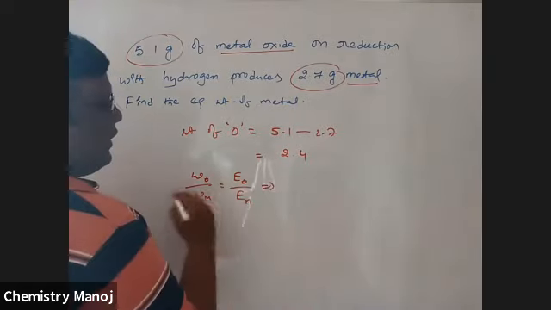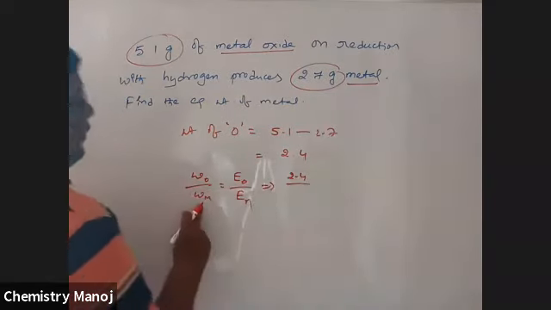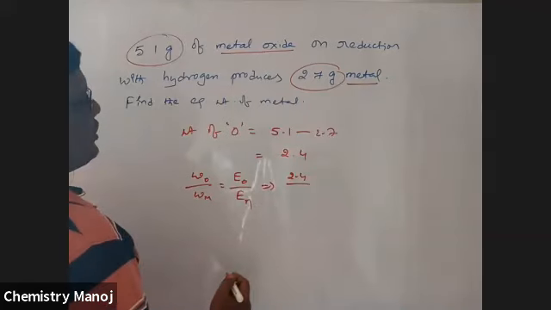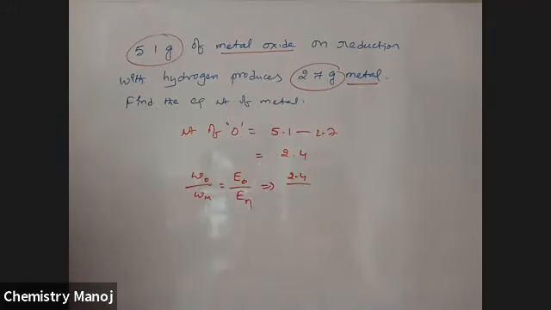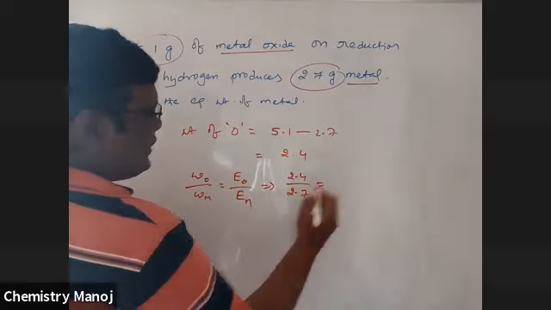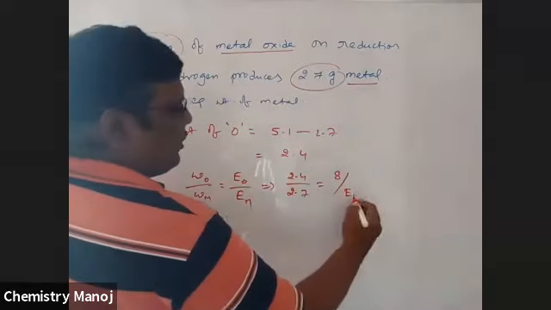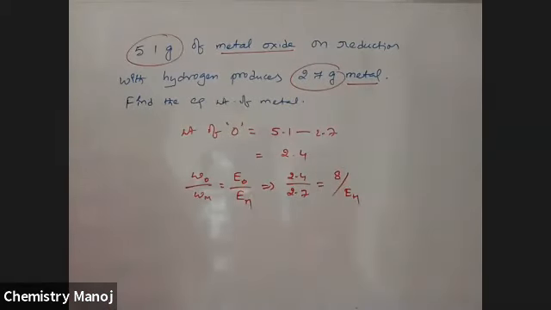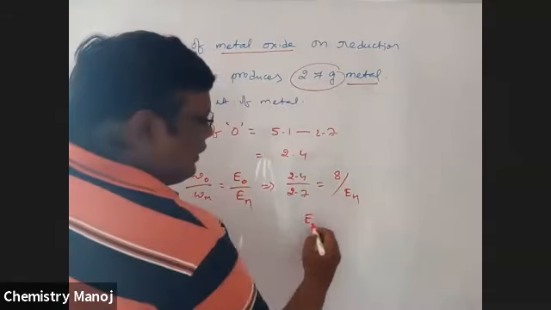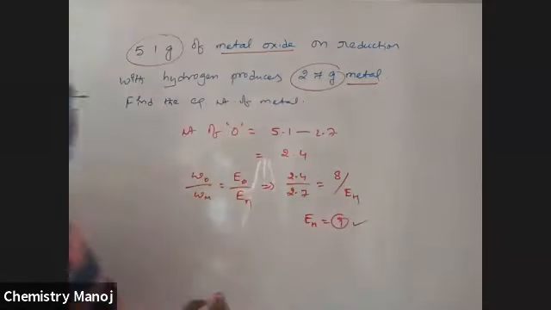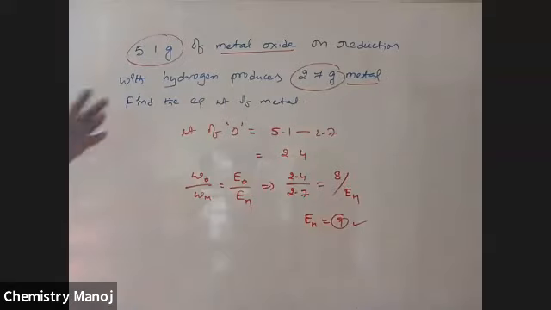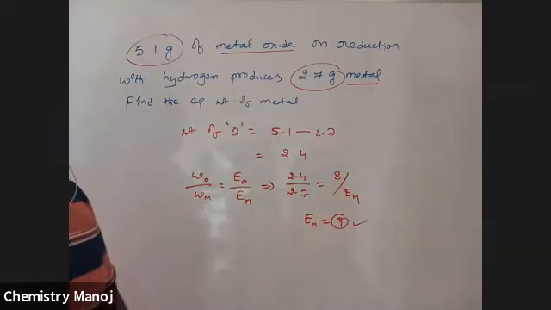That implies weight of oxygen, 2.4, by weight of metal, 2.7, is equal to the equivalent weight of oxygen, which we already know is 8, by the equivalent weight of metal. Answer is 9. Equivalent weight of metal is equal to 9. Yes. Simple, just like the previous problem. There, percentages were given, here values are given directly.